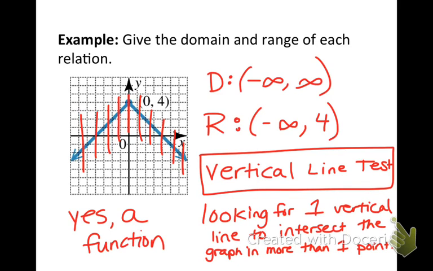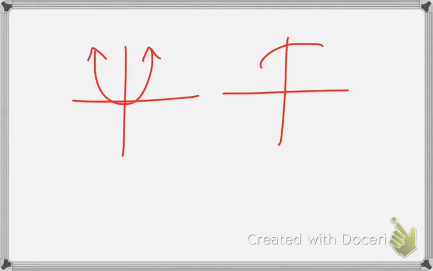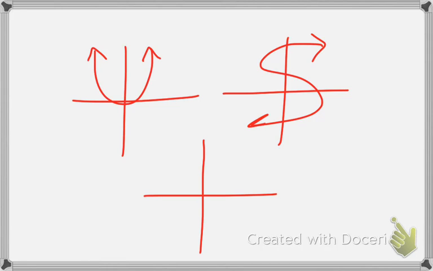So let's just go through a few examples. You don't have to write these in your notes. So if I had a parabola, would that be a function? Would that pass? Yes. If I had this kind of graph, would that pass? No. If I had just points, let me do different colors so we can see it. If I had a point here and a point here and a point here, would that pass? No, because that vertical line passes through more than one point.